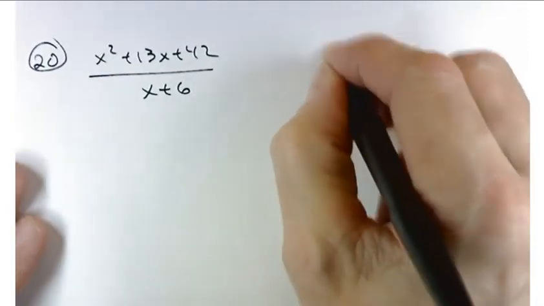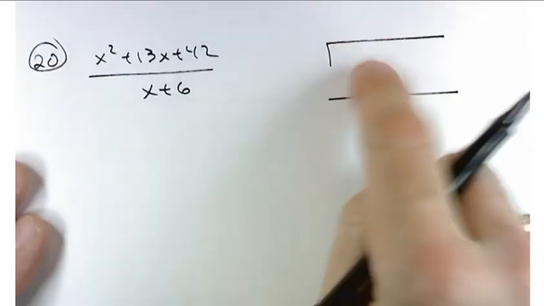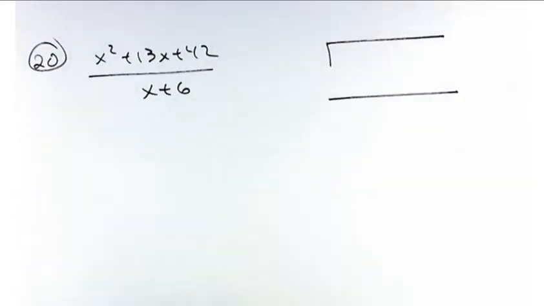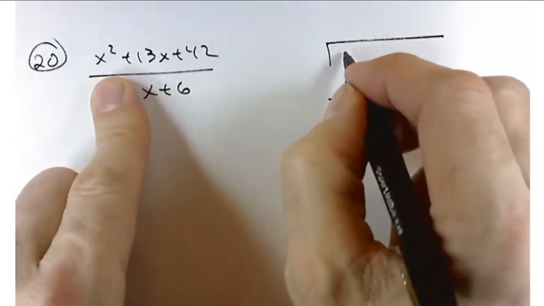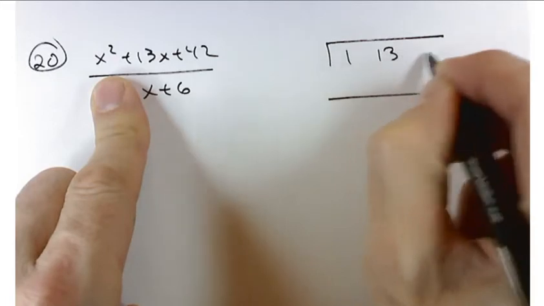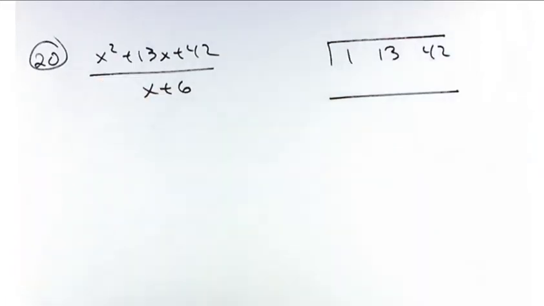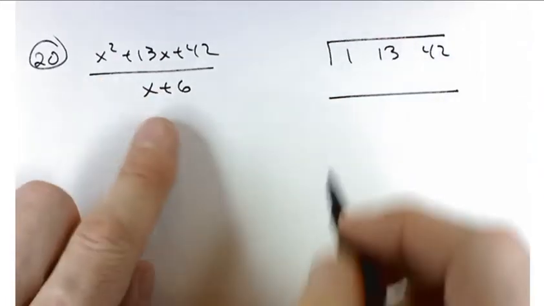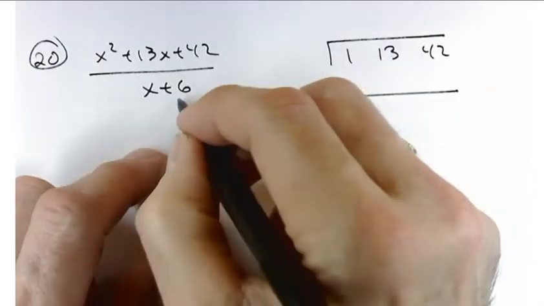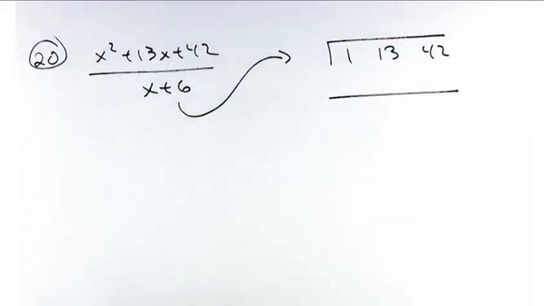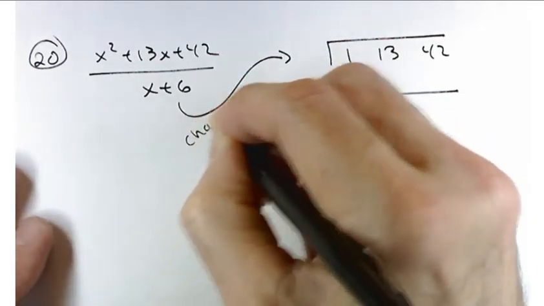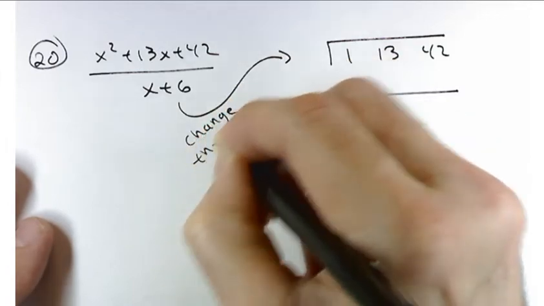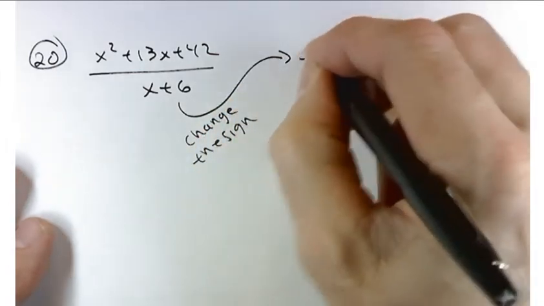So we'll start by writing ourselves this little sign here. It looks kind of like a division sign. And I need to write down the coefficients. So the coefficients are 1, 13, and 42. Now out in front, I'm going to write down the opposite of this number. So if I have a plus 6, I'll write a minus 6. If I have a minus 6, I'll write a plus 6. So change the sign. So minus 6.